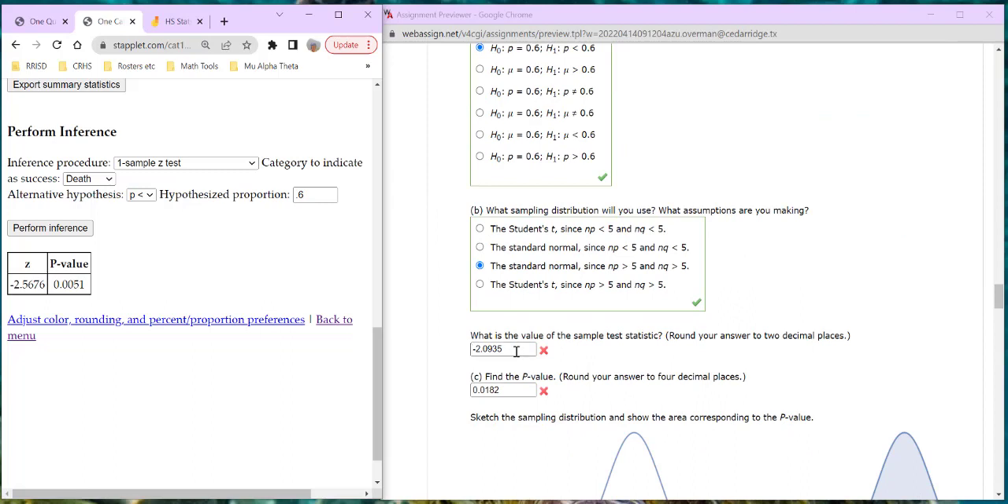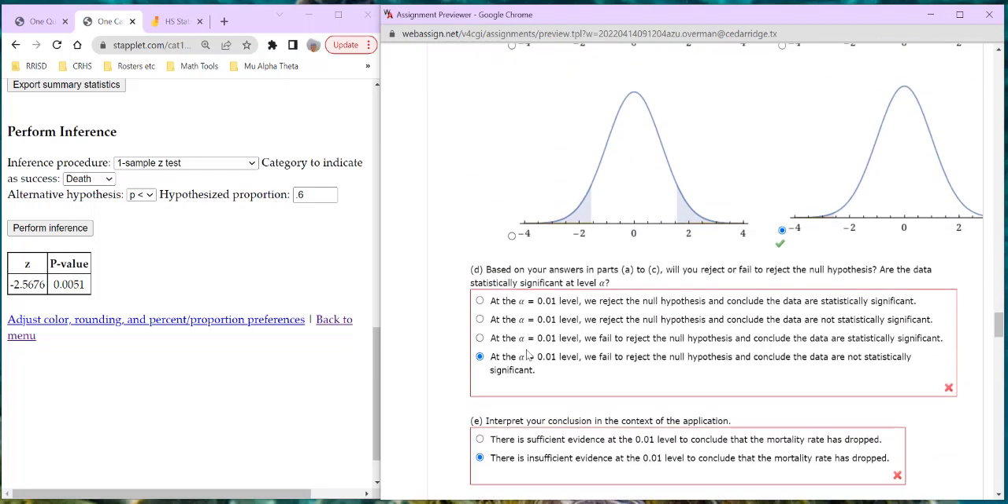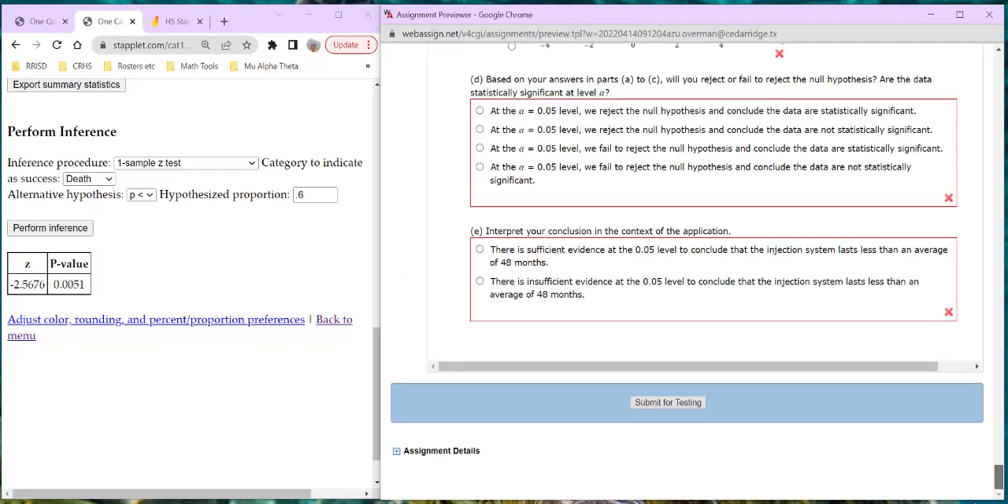Let's try that again. So they were both wrong, so that told me my setup was wrong. Okay, so that means everything's going to be off. All of these are going to be wrong down here, because we do reject, and the data are significant because we have sufficient evidence. Hit submit, fix that.